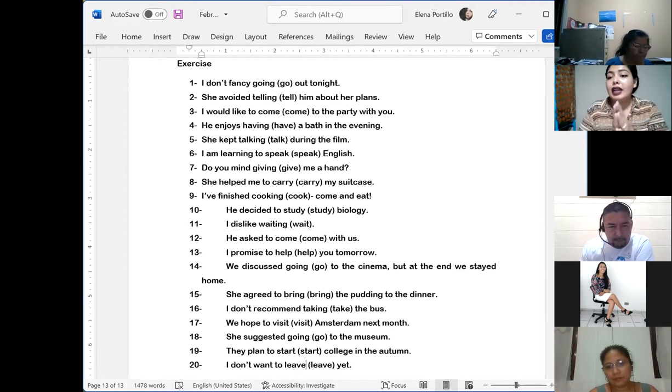Okay, that's the exercise. We have to read and think what is the best option for these verbs.